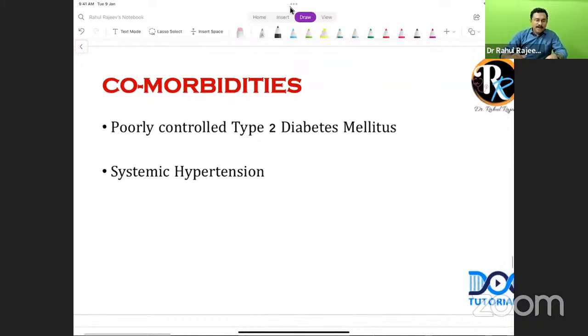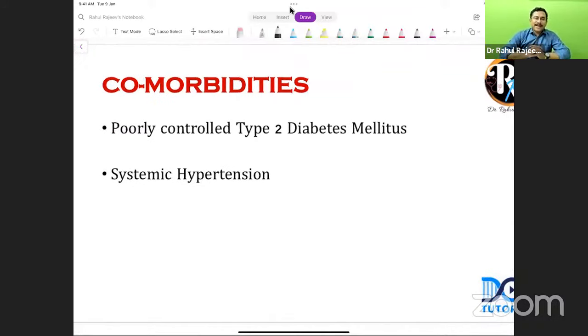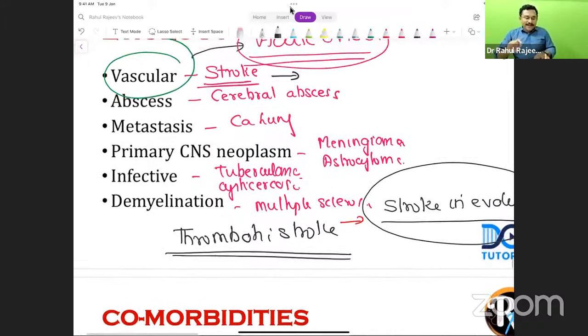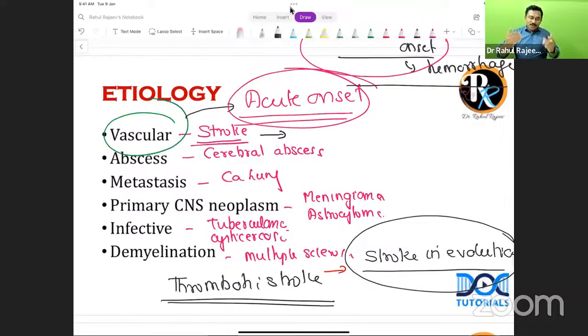Now, what about the comorbidities? I've got poorly controlled type 2 diabetes mellitus and also systemic hypertension. Okay. But there is one more point I need to add in the etiology. I told you it is an acute ischemic stroke. It is a thrombotic stroke.